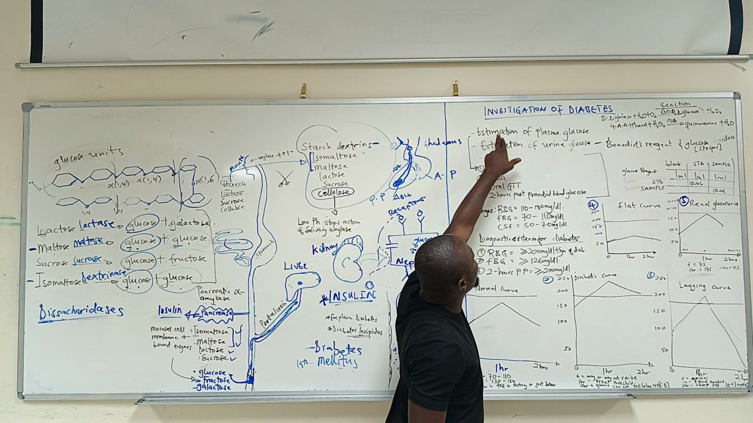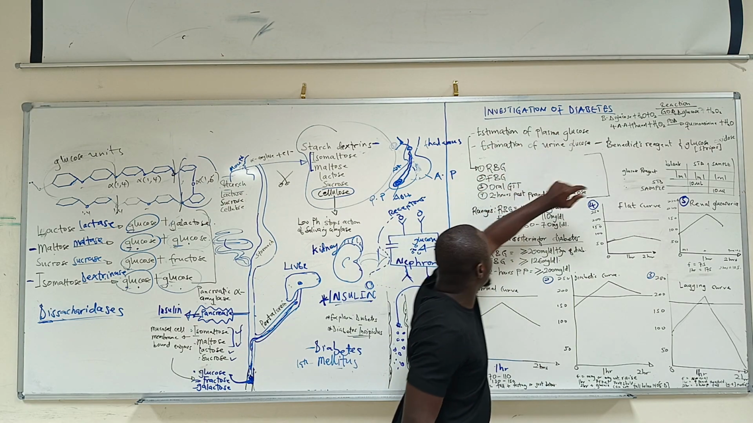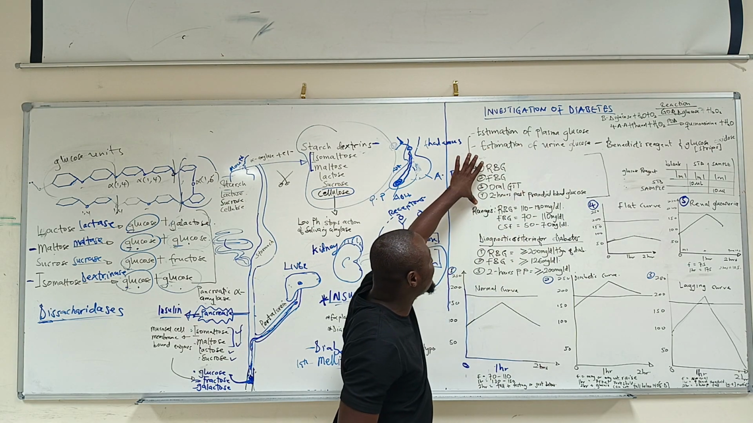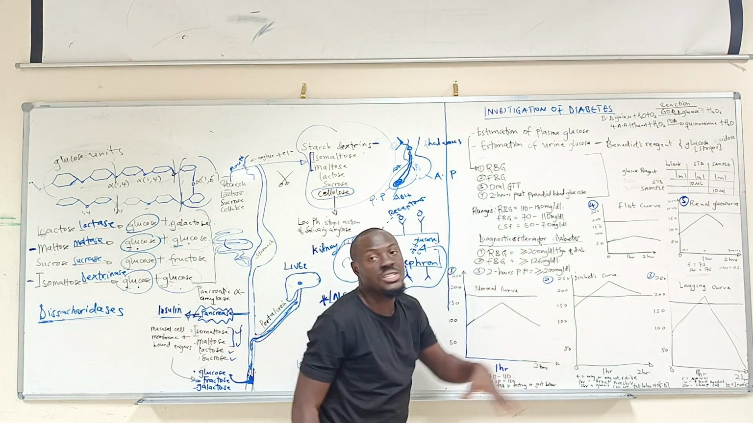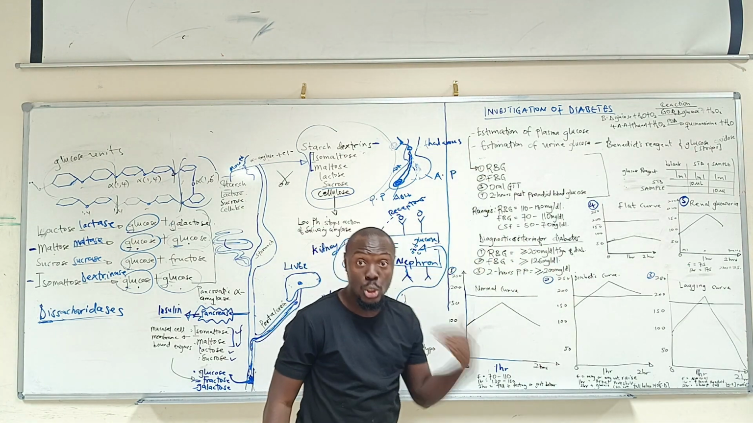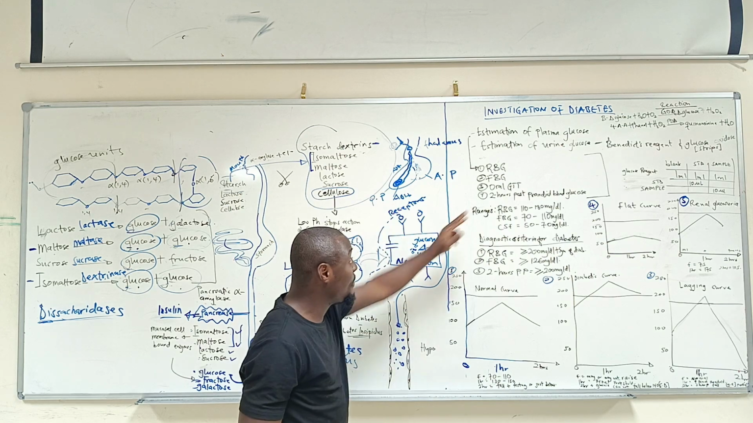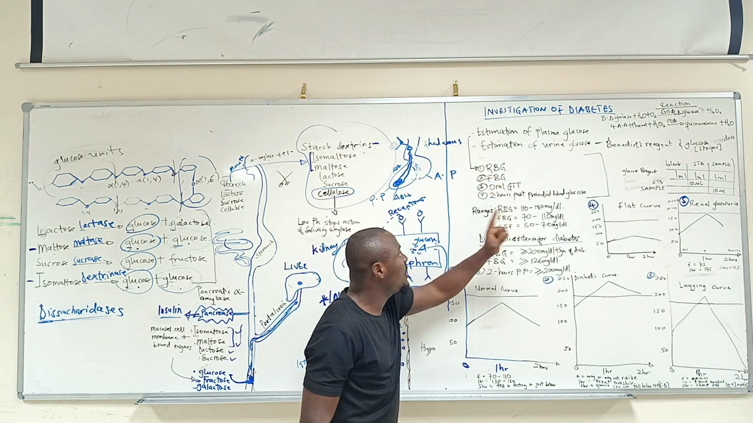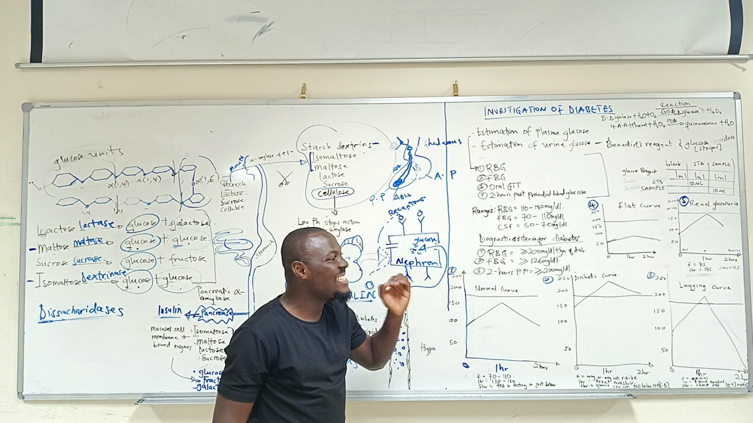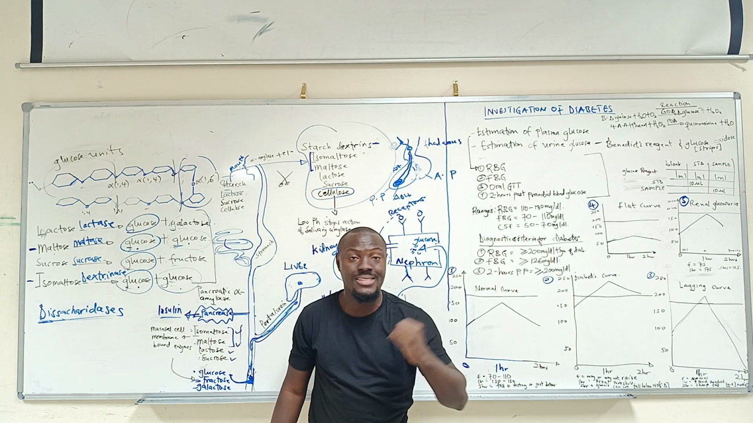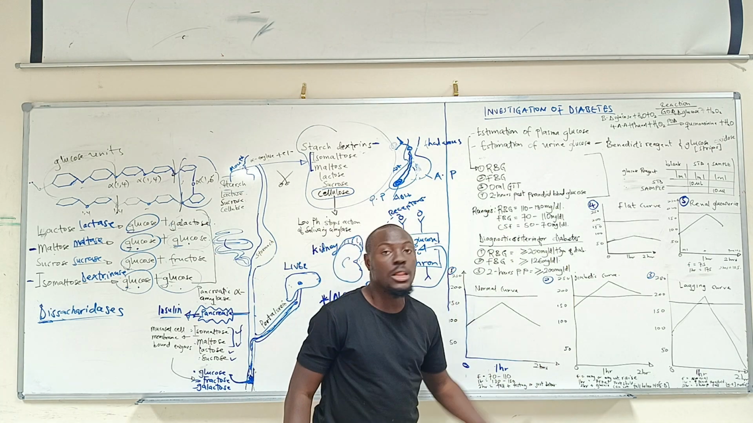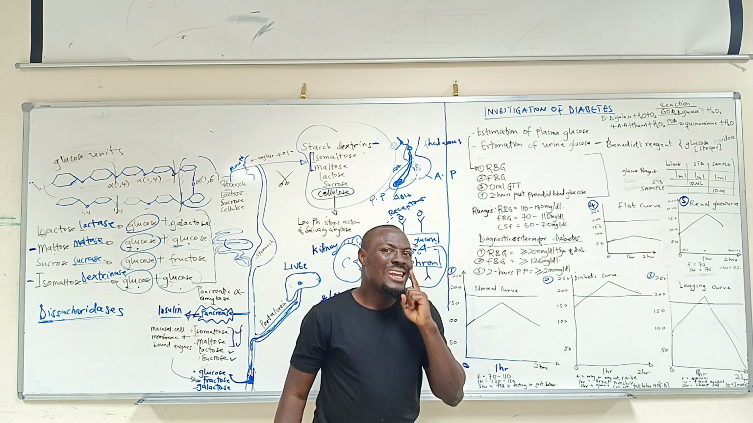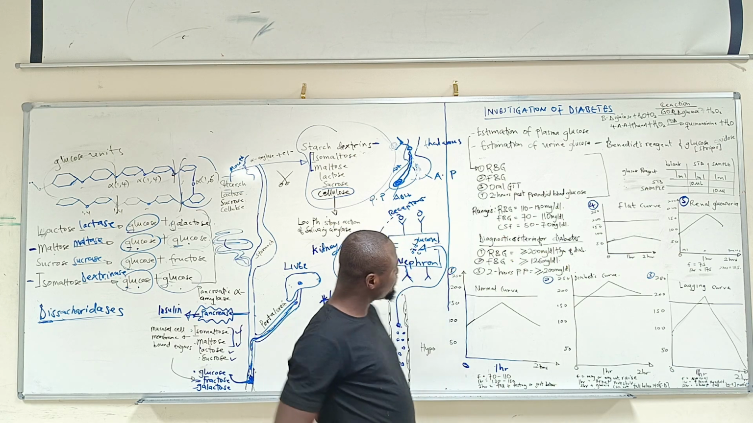So like I said, estimation of plasma glucose. Now this plasma glucose can be estimated by looking at a range of different things. We have the RBG, which is referred to as the random blood glucose. We have the fasting blood glucose, which is the FBG. The third thing here is the oral GTT, oral glucose tolerance test. And then the fourth thing here is the 2 hours post-prandial blood glucose test. Let me explain each and every one for you here.